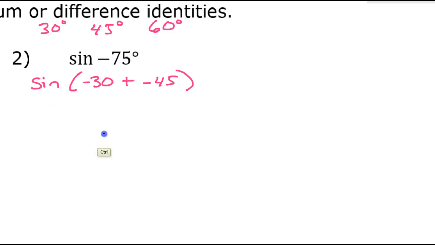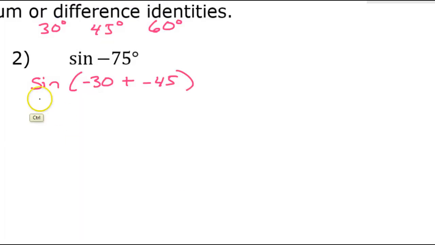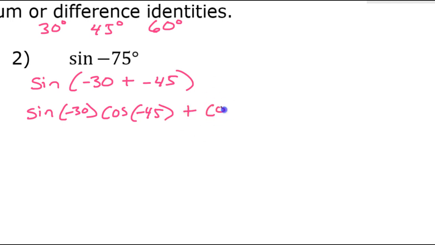So the way the sine formula works, it goes sine, cosine, cosine, sine. So that's what I'm going to do. I'm going to do sine of negative 30, cosine of negative 45, plus cosine of negative 30, sine of negative 45.